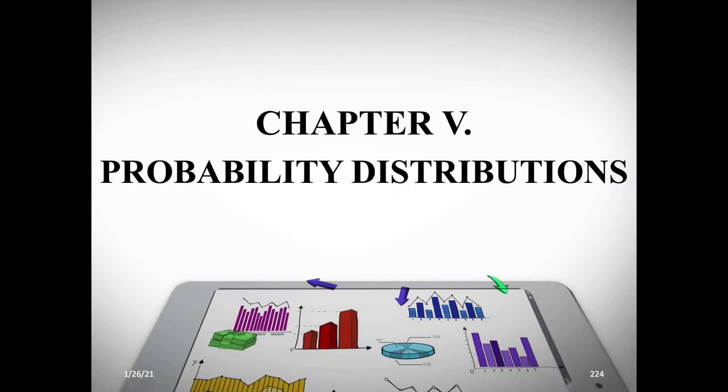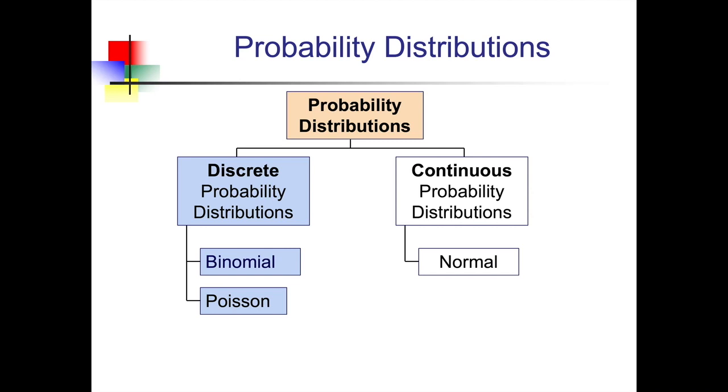Good day, everyone. So, welcome to our next topic. For this presentation, we are going to enter chapter 5 of basic statistics, and this is all about the probability distributions. Probability distributions are actually divided into two: the first one is the discrete probability distribution, and the second one is the continuous probability distribution. Under the discrete probability distribution, we have the binomial and the Poisson distribution.